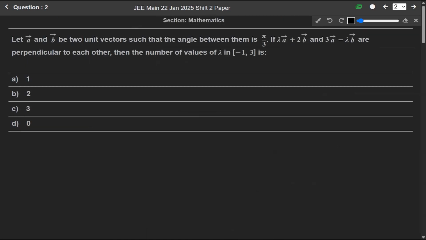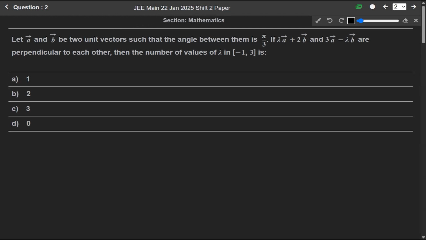So option B is the correct answer here. Now question 2. Let A vector and B vector be two unit vectors such that the angle between them is pi by 3. If lambda A vector plus 2B vector and 3A vector minus lambda B vector are perpendicular to each other, then the number of values of lambda in the closed interval minus 1 comma 3 is.